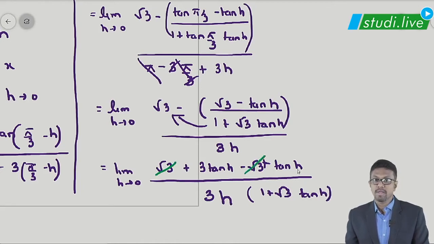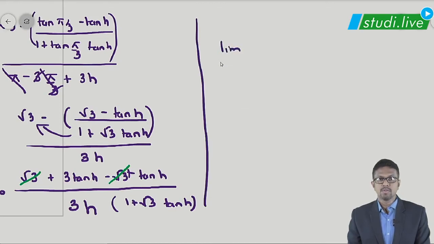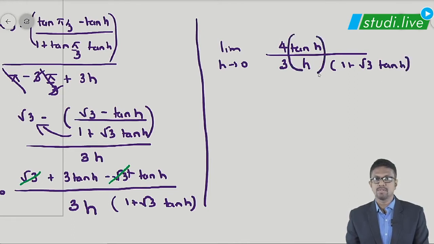3 tan h plus tan h can be written as 4 tan h, correct? So this is now limit h tends to 0, of 4 tan h upon 3h, and this will be 1 plus root 3 tan h. Now let us apply the limit. If you check, tan h upon h is equal to 1, correct? So tan theta upon theta, that value is equal to 1.